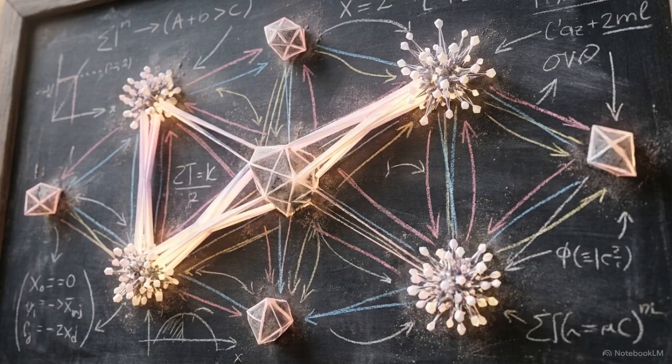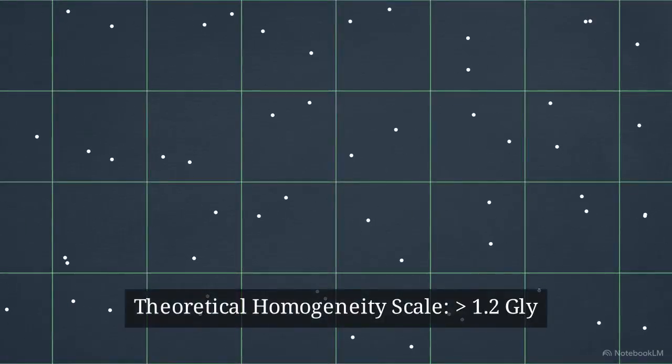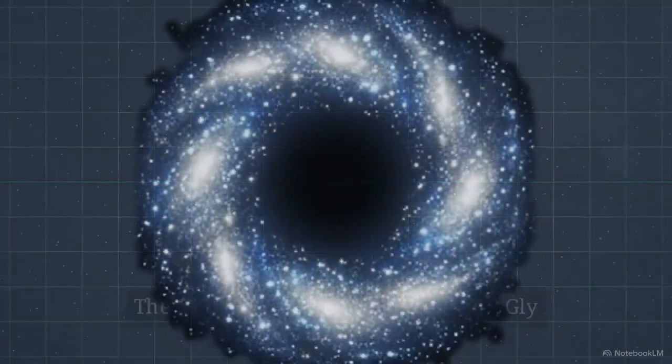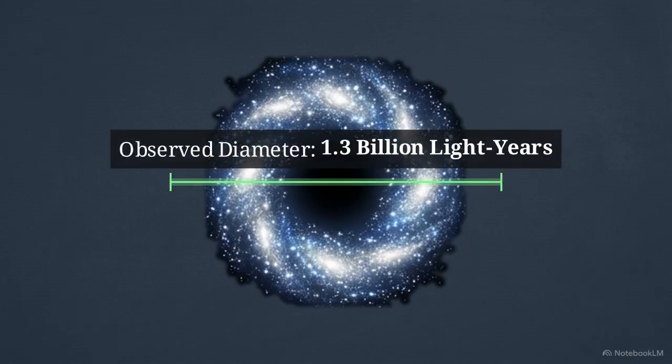While measurements of the expansion rate diverge, observational surveys are mapping structures that exceed theoretical limits. According to standard cosmology, matter should be evenly distributed at any scale beyond 1.2 billion light-years. This 3D star map isolates a formation called the Big Ring. Its diameter measures 1.3 billion light-years. The existence of a structure this massive violates the cosmological principle of homogeneity.